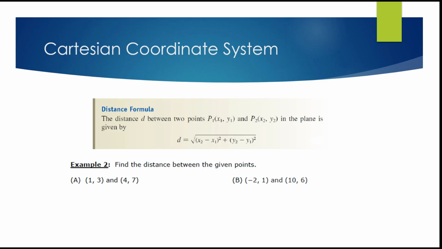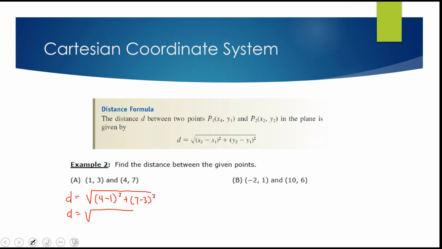I can't just count. So what we do is we have this distance formula, which says d equals the square root of x2 minus x1 squared plus y2 minus y1 squared. It's basically the difference of your x coordinates squared plus the difference of your y coordinates squared. So if I wanted to find the distance between 1, 3 and 4, 7, I would take the square root of 4 minus 1 squared plus 7 minus 3 squared.